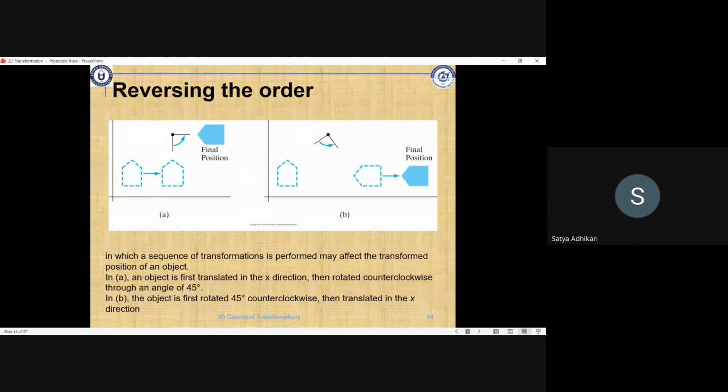Did you find the difference? They are not the same at all. You see, the outputs are different, which are represented in blue color. The final position here and the final position of B are different. So sometimes the sequence of transformations performed may affect the transformed position or the output of the object.